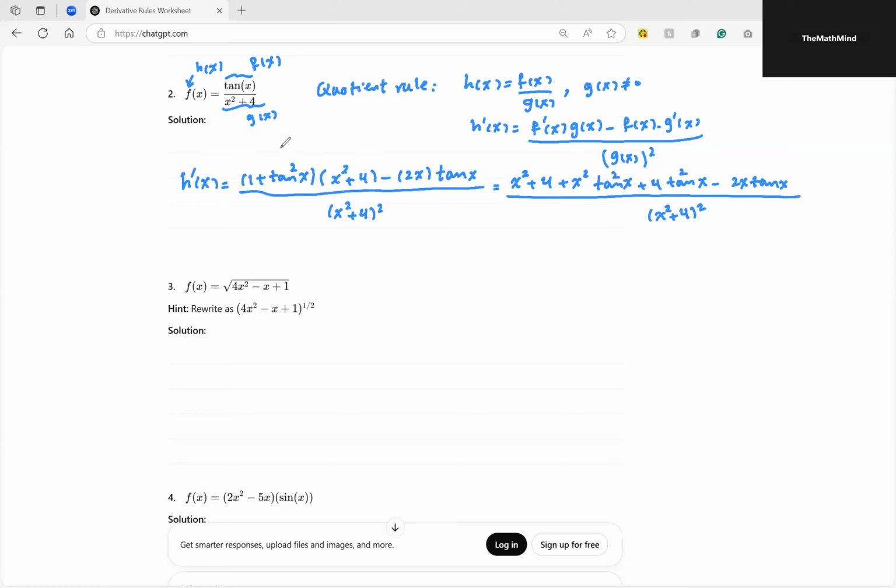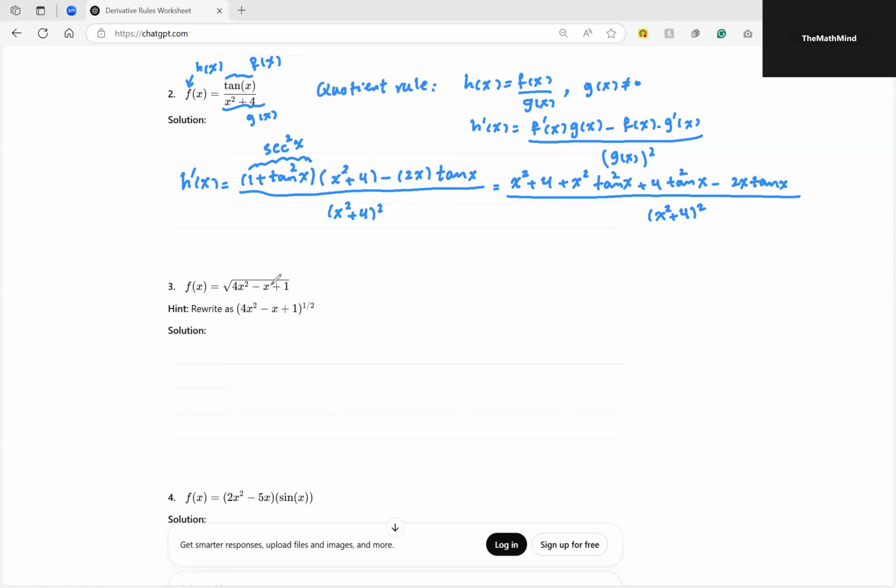The only thing I'm going to add here is that 1 plus tan squared x can be written as secant squared x. That's it. The only change we can make is using secant squared x instead of 1 plus tan squared x.